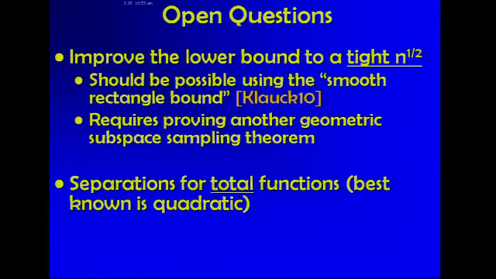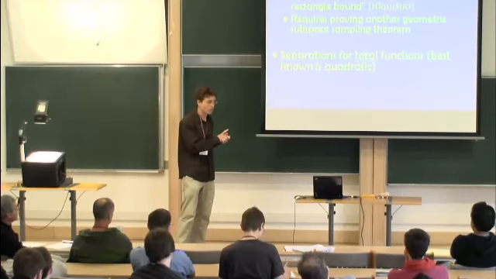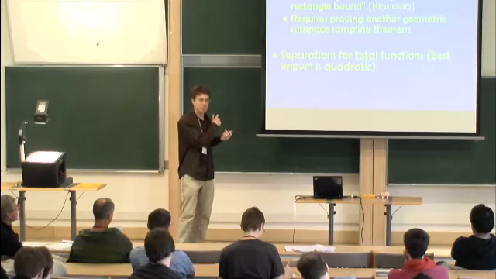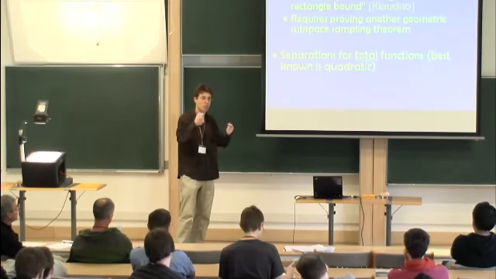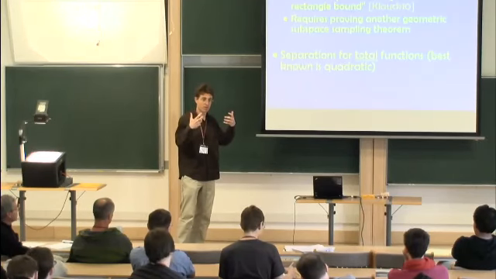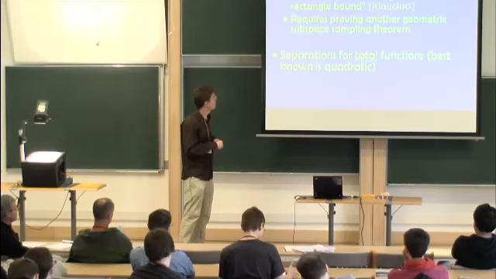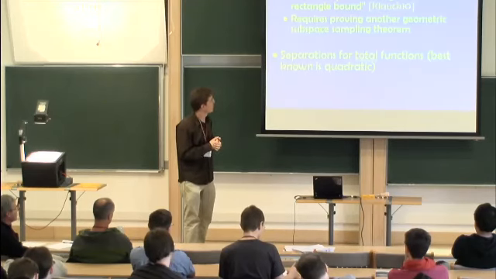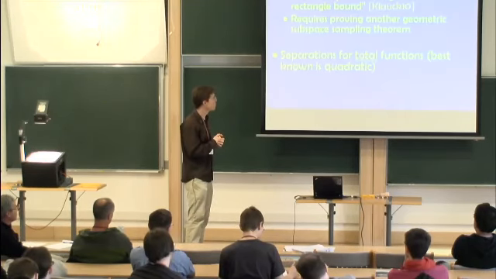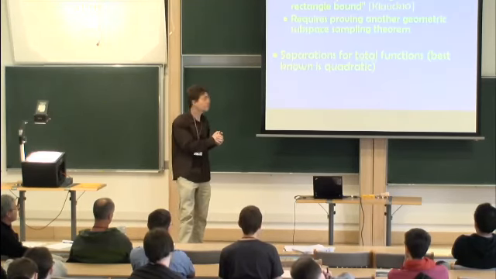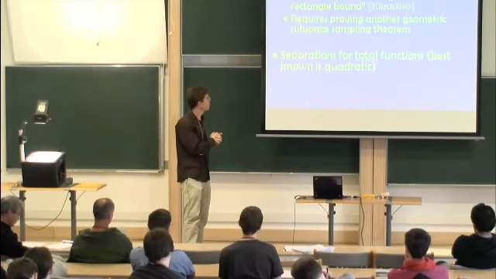And one question for the CS audience. It's a big open question to get any separation that's better than quadratic for total functions. So we have separations only for partial functions, like I showed you here. I mean, there's a promise on the inputs. They're not chosen from a product set. And this is a big open question. Not much is known there. It might even be impossible. So it might even be impossible to get strong separations there.